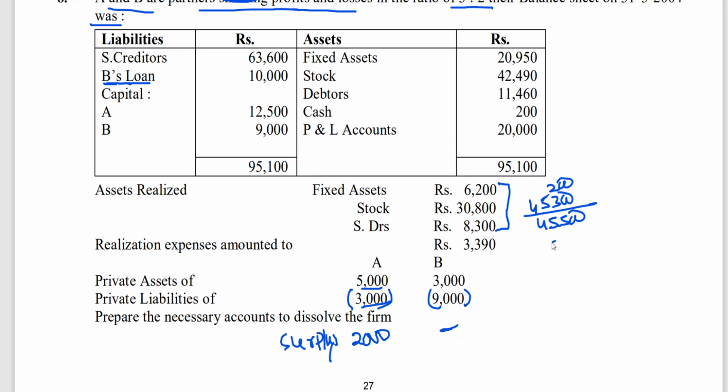So B can't bring anything. So 45,500 plus 2,000, it is coming to 47,500. This is your assets available. But what is the amount to be paid to creditors? 63,600. Now tell me, all partners are insolvent or not? Same procedure. Only thing is, why I have taken this is that we are having undistributed losses and B's loan. Please remember, this is a different problem. That is why I'm going to work out this, right?